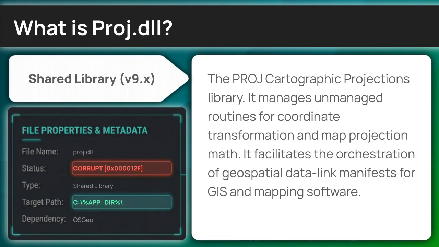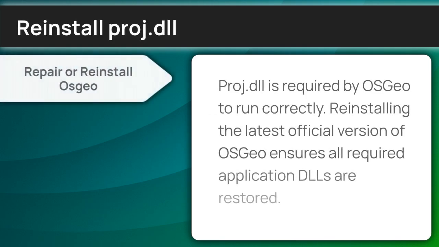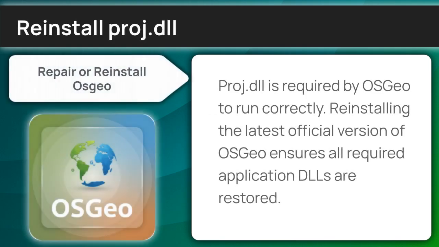Now let's apply the fix by reinstalling the shared system library. PROJ is required by OSGeo to run correctly. Reinstalling the latest official version of OSGeo ensures all required application DLLs are restored.